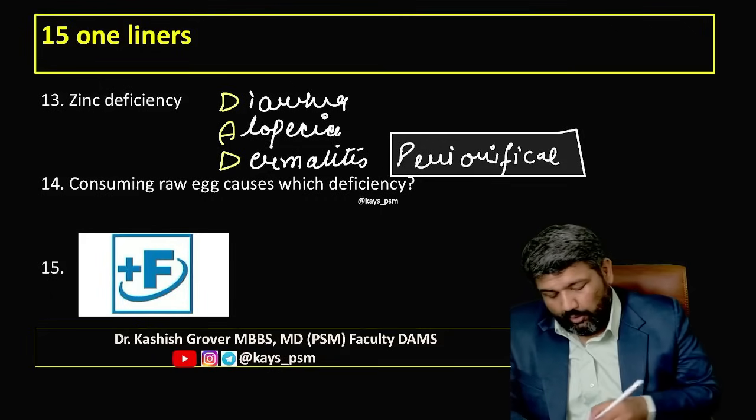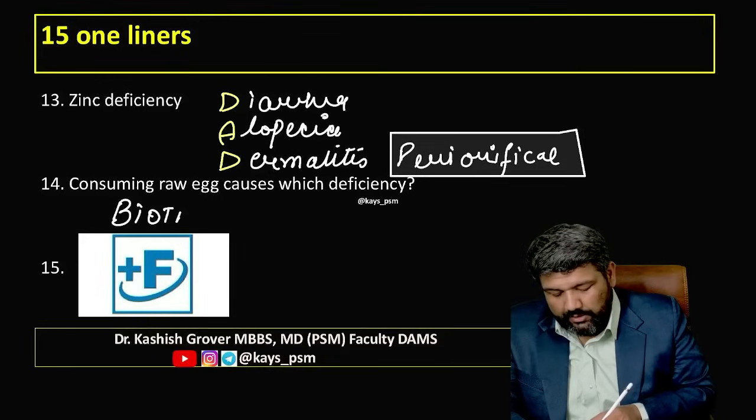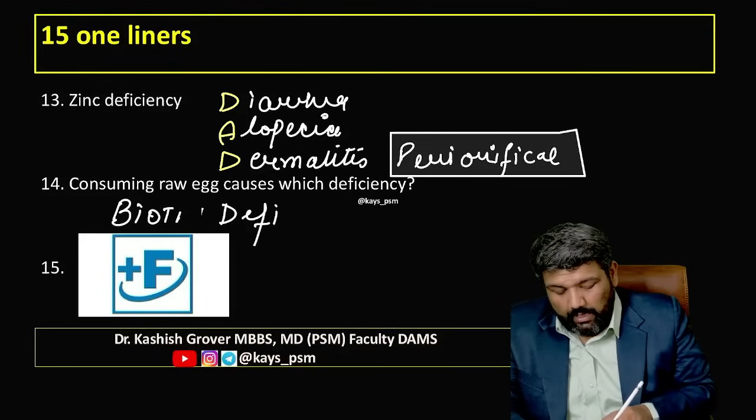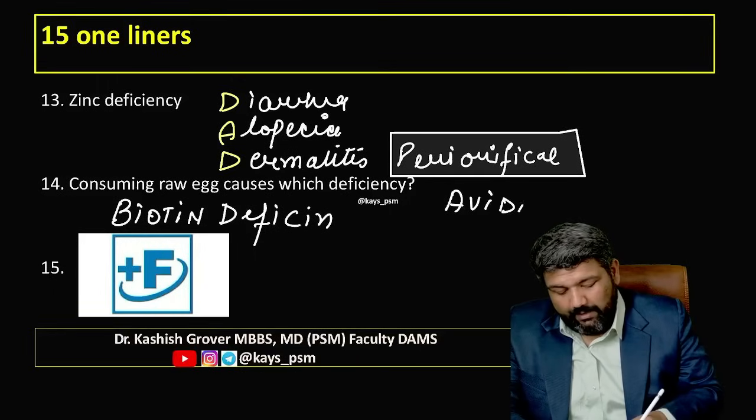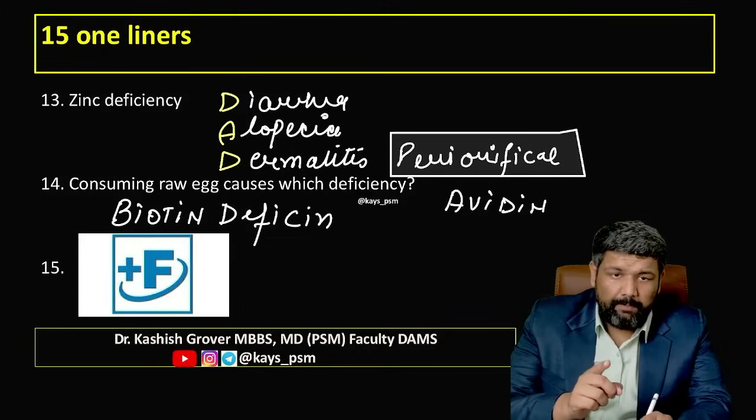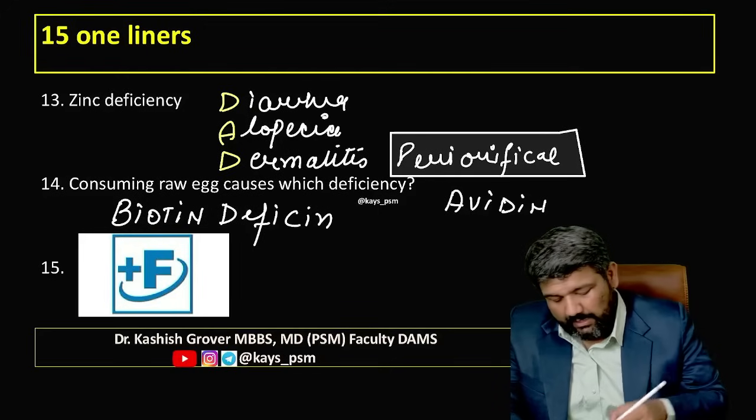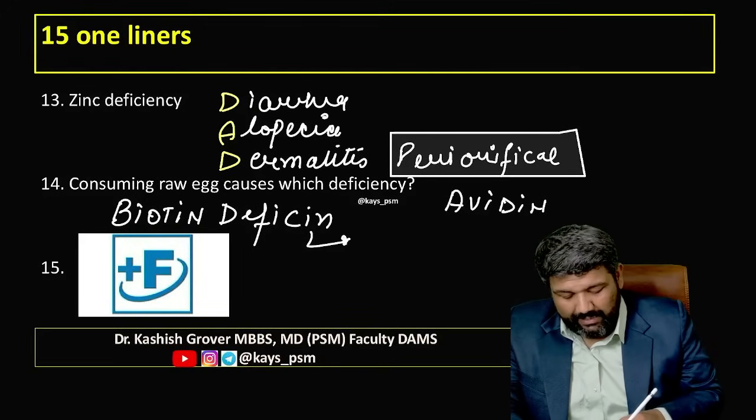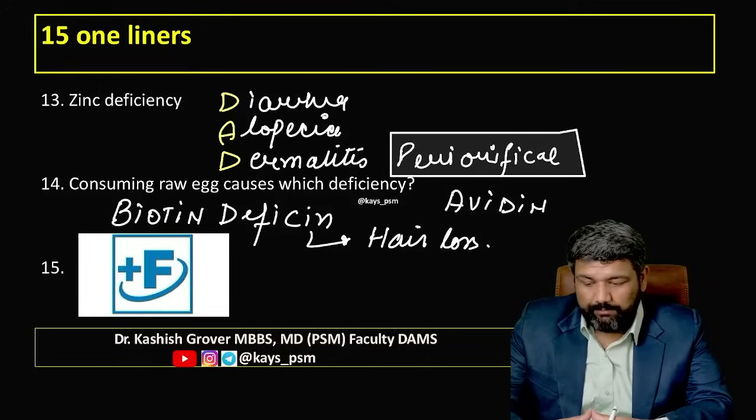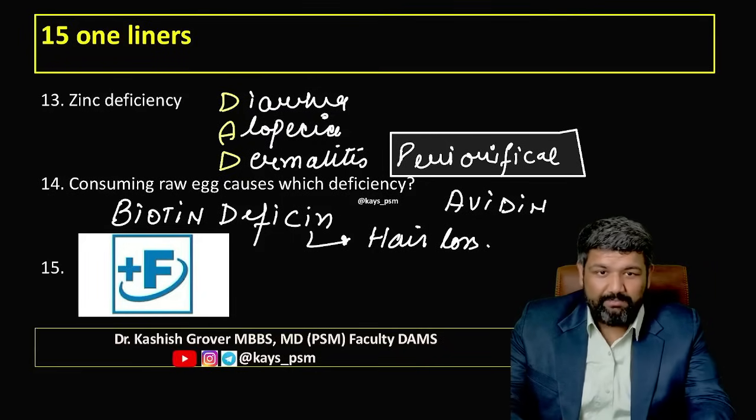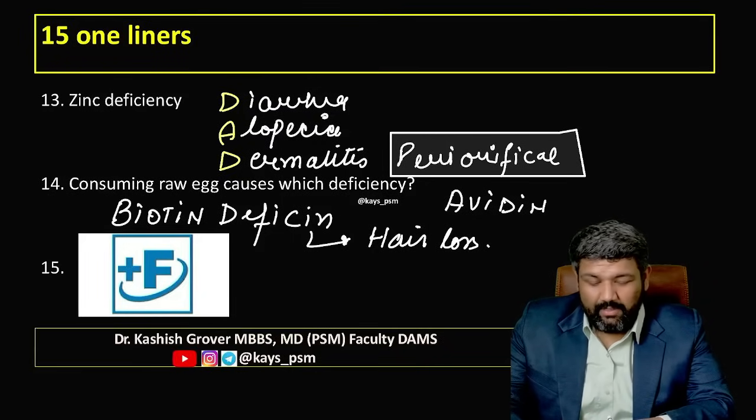Consuming raw egg causes biotin deficiency. The raw egg contains a compound which is known as avidin. Avidin inhibits biotin and the person gets hair loss. Hair girls would agree with me. Some of the shampoos are advertised by saying this is biotin rich because biotin protects the hair.